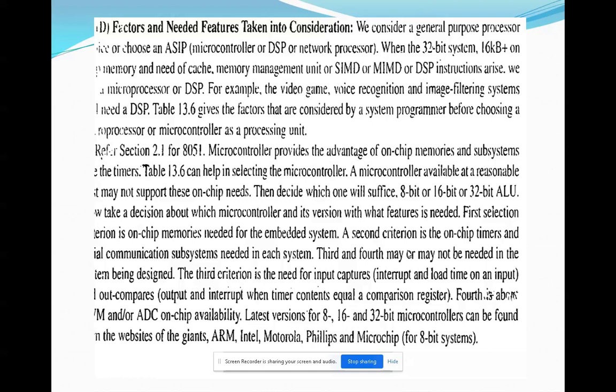Okay, for example, video games, voice recognition and image filtering systems will need a DSP, because for audio signal and video signal you have to do some processing on the processor. So that means the digital signal processor will do certain processing on voice signals and image signals. So here you will be selecting the DSP processor instead of the general purpose processor. So based on the need of the system, you will be selecting the processor which is apt for that particular system to design. A good example is video game, voice recognition and image filtering.